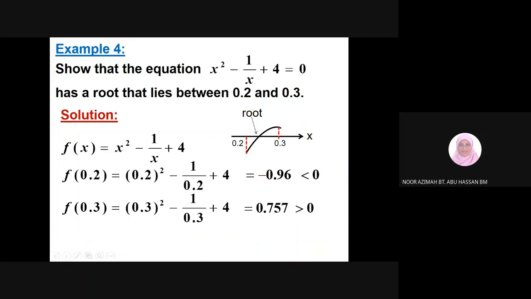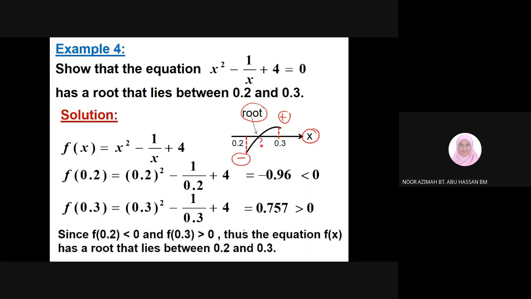Okay, can you see a simple elaboration here? This is what it means. So this is when x equals 0.2, this is when x equals 0.3. There's a root that lies between. When x is 0.2, you end up having a negative value. Here you end up having a positive value. So obviously, what happens in between? There's a root. Root means the intersection with the x-axis. Okay, and your conclusion. Another example of the algebraic method.